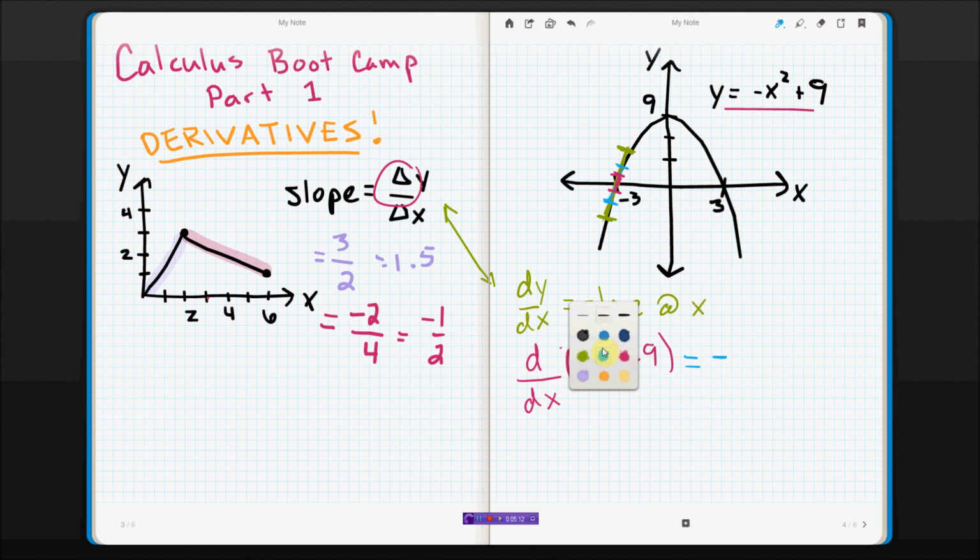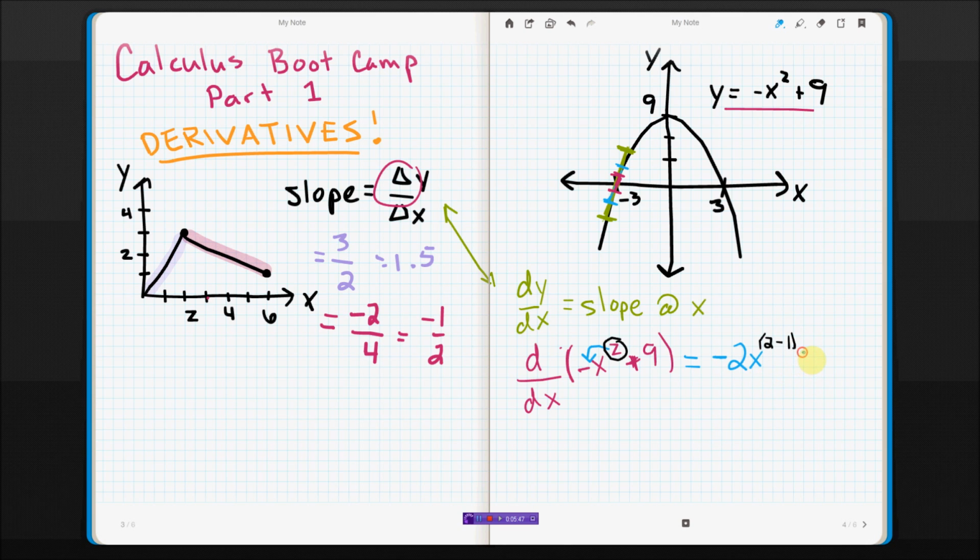But this 2 comes down in front, so I get a 2 now. And I rewrite the x. Whatever the exponent was, I have to change it. Let's go with black here. There, that's easier to see. It was a 2. Now it's going to be 2 minus 1. Whatever it was, subtract 1. That's what you do. You just subtract 1. Okay?